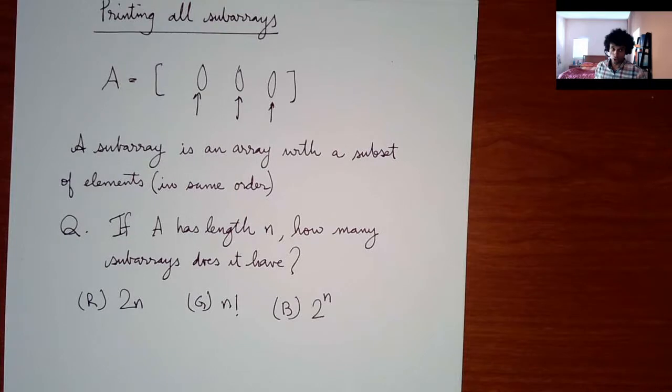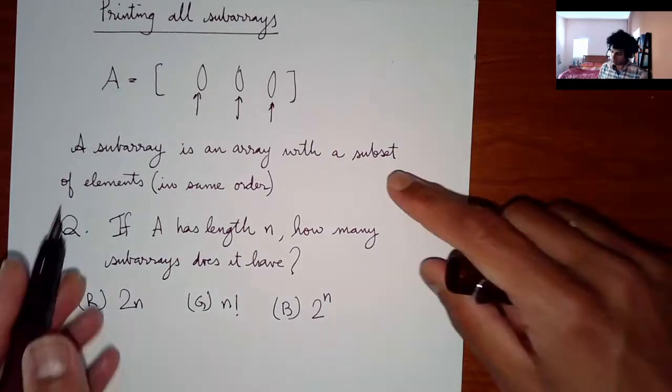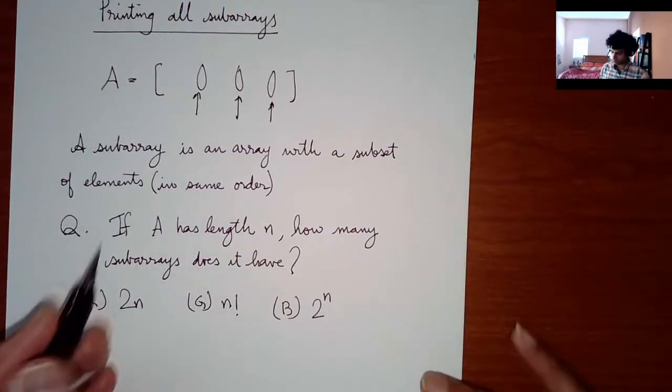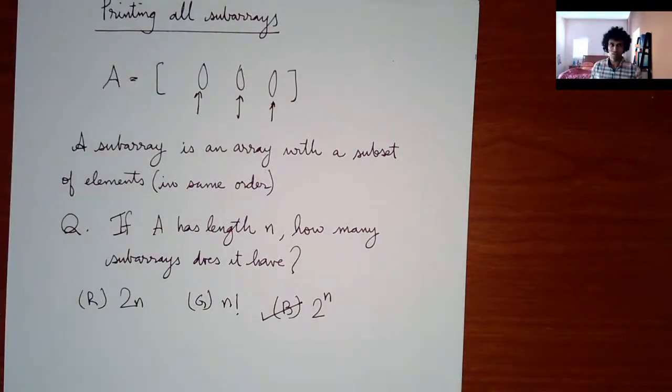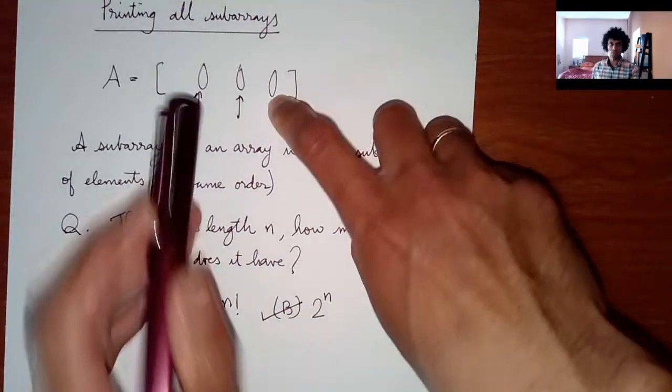So the answer is not n factorial. N factorial is the number of permutations of the array. This is not a permutation. The elements have to be in the same order. The answer is 2 to the n. And why is it 2 to the n? Think of it as all subsets. For every subset of elements, you get a subarray.